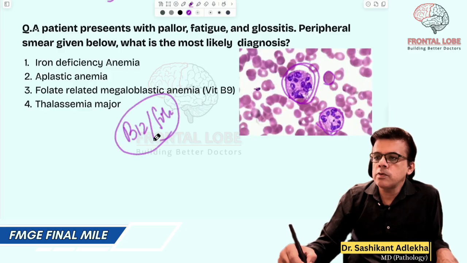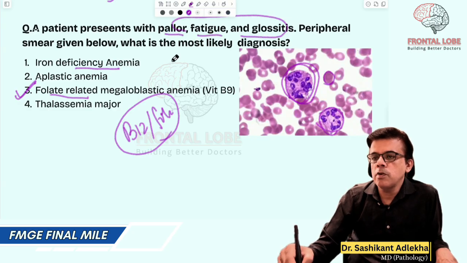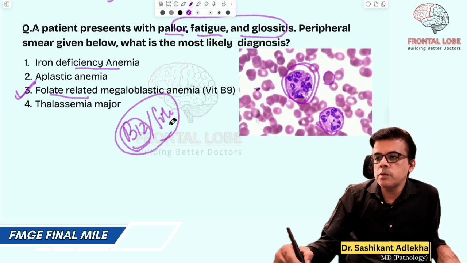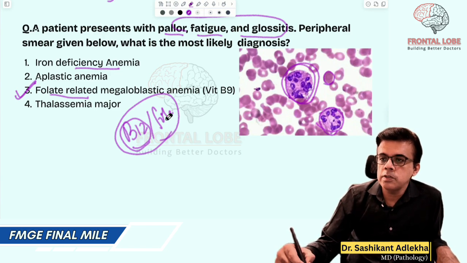As there is no B12 being given in the options, we will go with folate-related megaloblastic anemia. That is the correct answer. Iron deficiency anemia will not present with hypersegmented neutrophils. Pallor, fatigue and glossitis are all characteristic features of megaloblastic anemia, so either B12 or folate. The difference between B12 and folate is the neurological manifestation. In B12 deficiency you will see degeneration of the posterior columns, and proprioception and vibration sensation will be impaired. That is not mentioned here, and B12 is not in the options, so folate is the correct answer.